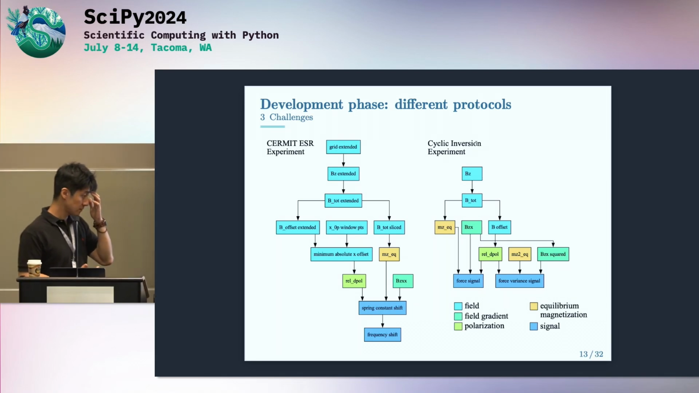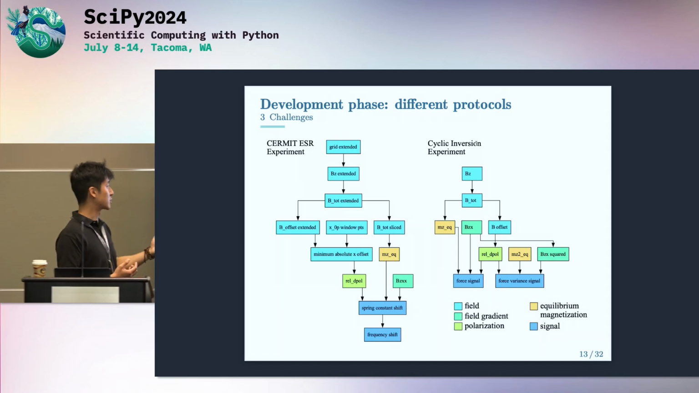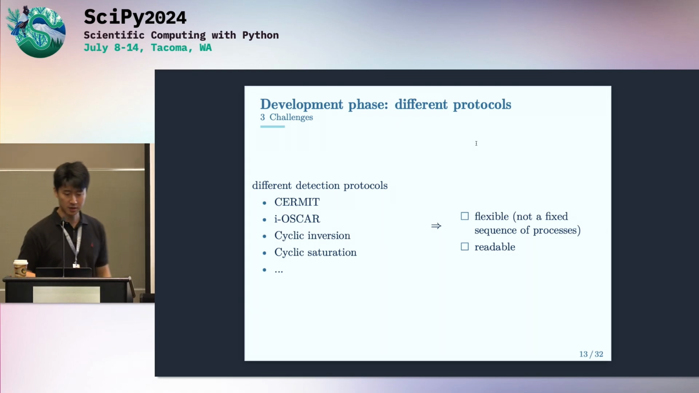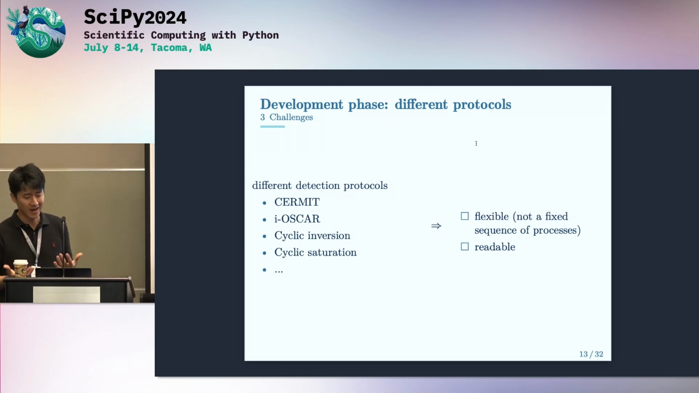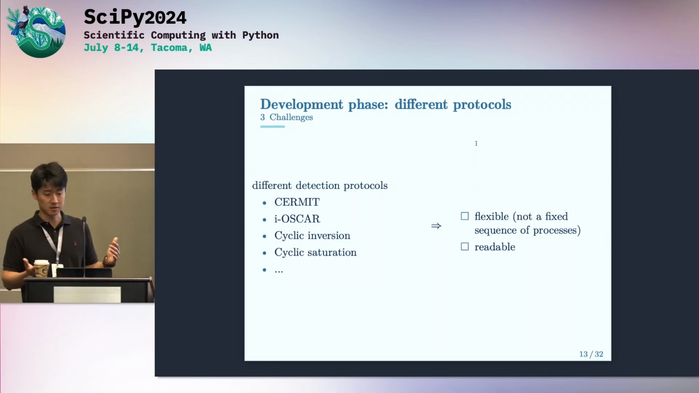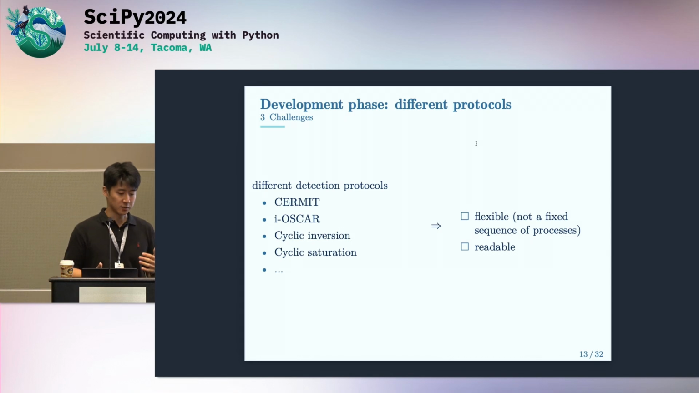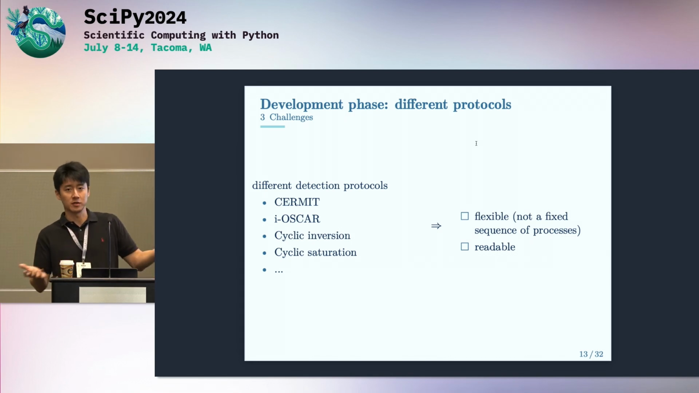different sort of measurement in the end. So here is shown there's even more different protocols. So we want this package to be flexible. So we can't just have a fixed sequence of process where we swap out components, because the whole protocol is just different, and there's so many protocols. And the other thing is we really want it to be readable. We want to be able to quickly understand what this code is doing because of these different protocols.